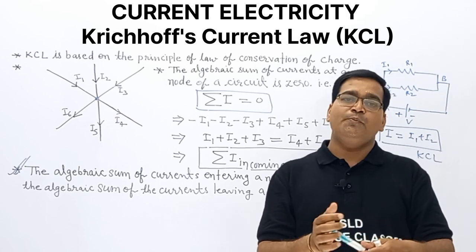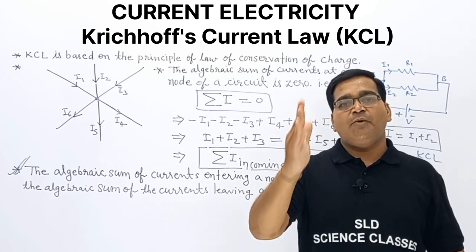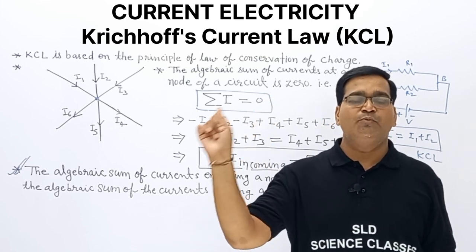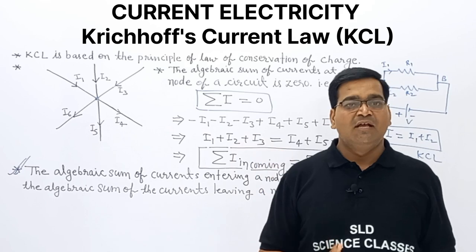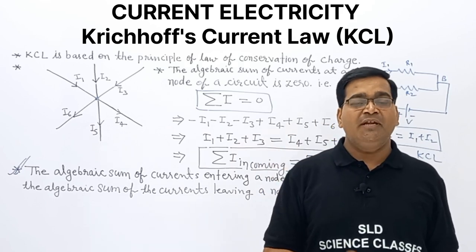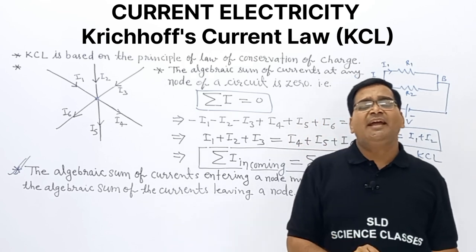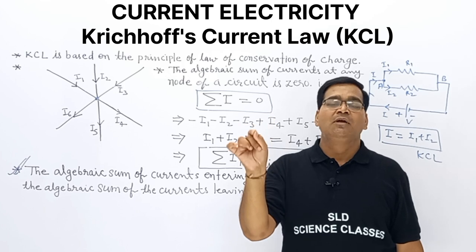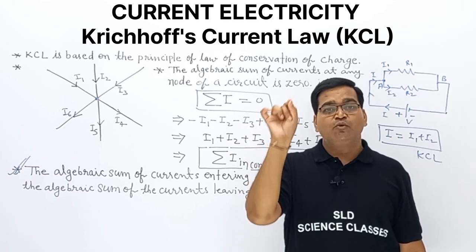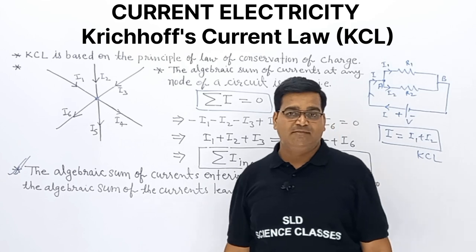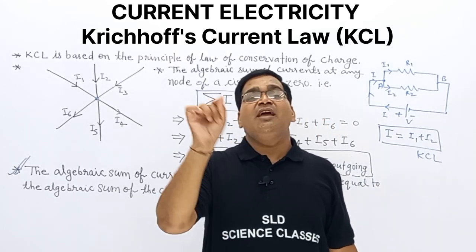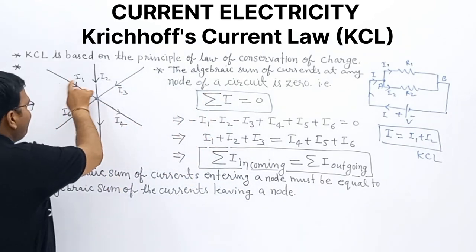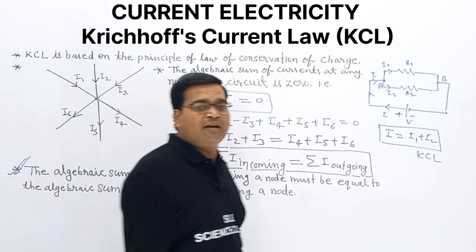Kirchhoff gave two laws: Kirchhoff's current law and Kirchhoff's voltage law. Kirchhoff's current law is based on the principle of conservation of charge. KCL is applied at the node. A node is a point where two or more branches intersect, called a node or junction, and a branch has elements. The first statement is that at the node, incoming current must be equal to outgoing current. That is Kirchhoff's current law.